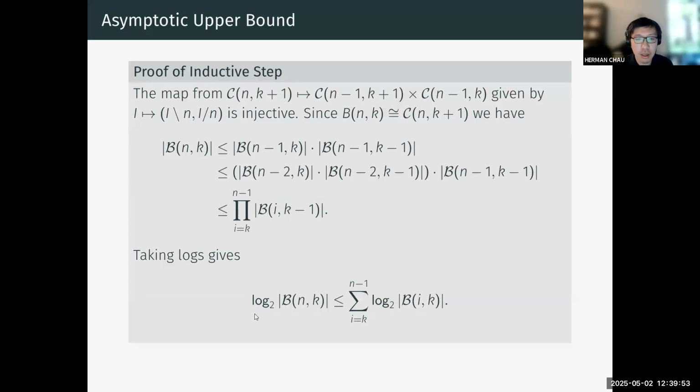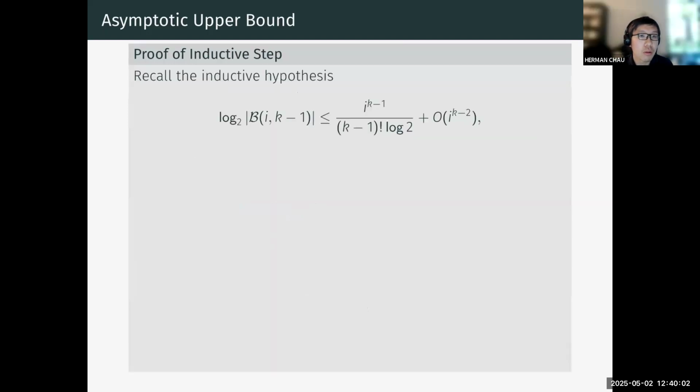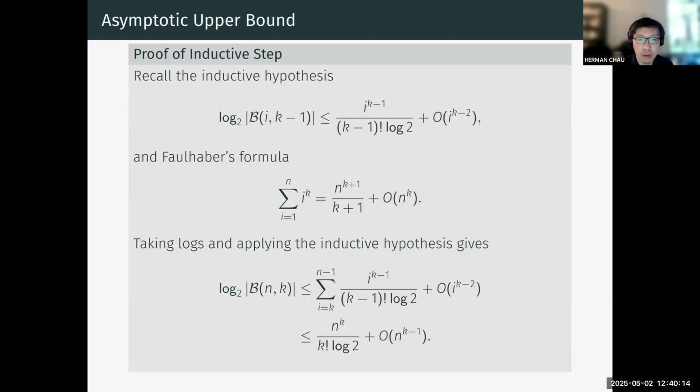And then if we take logs, this tells us the log of B_n^k is bounded by a sum of the log of B_i^{k-1}. So if we then use the inductive hypothesis, along with Faulhaber's known formula for the sum of the first k powers, what we can do is we replace that sum of log B_i^{k-1} with essentially a sum of the first k minus 1 powers. And then that gives us an n to the k and a k factorial with the appropriate error on the order of n to the k minus 1.